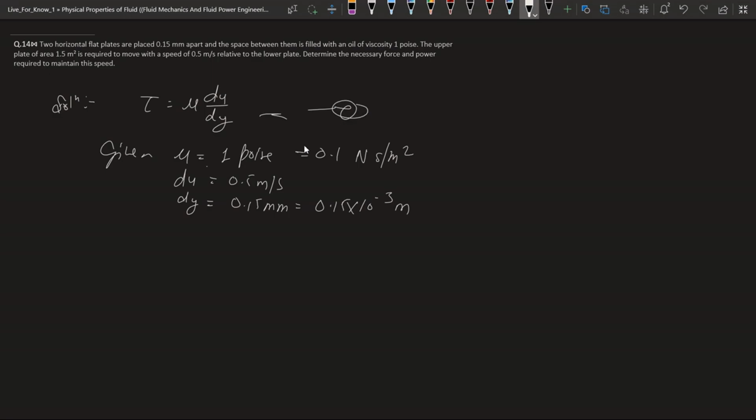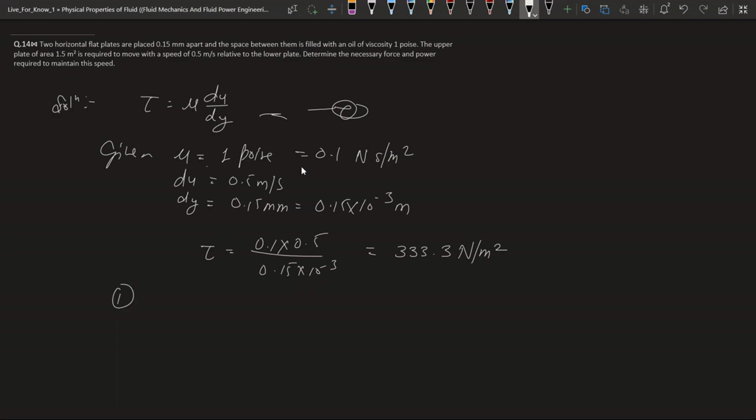Okay, so we put the values in this equation. From here, tau is equal to 0.1 into 0.5 divided by 0.15 into 10 to the power minus 3. So from here it comes to 333.3 newton per meter square.